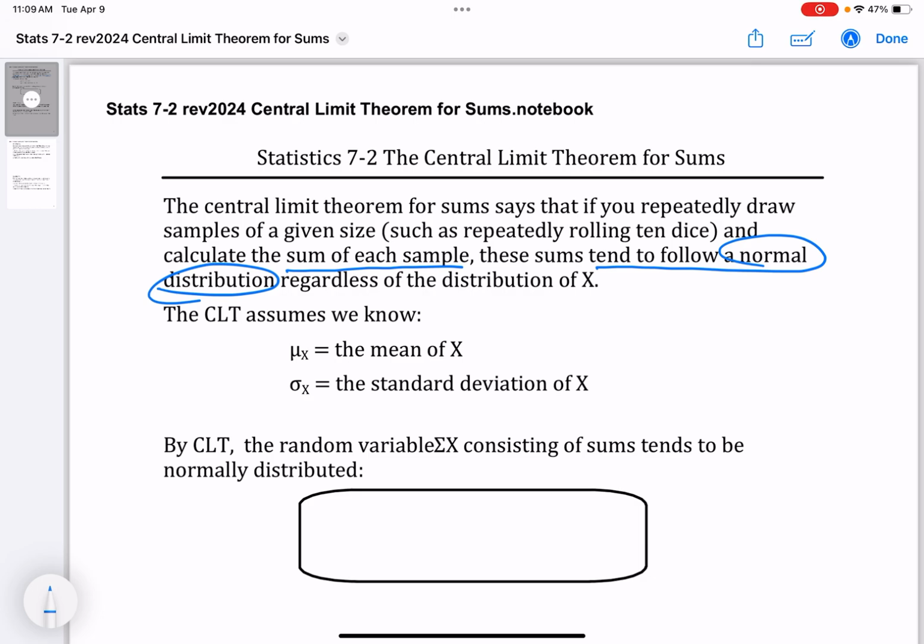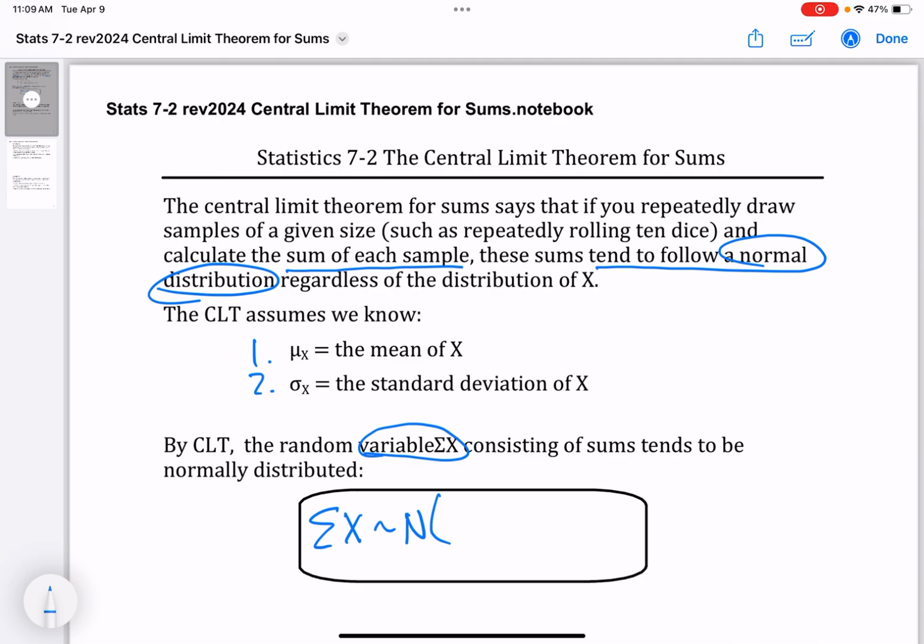The central limit theorem does assume two things. One, it assumes that we know the mean of x, so we're going to say mu of x, and number two, we assume we know the standard deviation of x, or sigma x. So by the central limit theorem, CLT for short, the variable sigma s, remember, sigma stands for the sum, tends to be normally distributed. So the sum here is going to take on a normal distribution, and now we need the mean of our normal distribution and the standard deviation of our normal distribution.